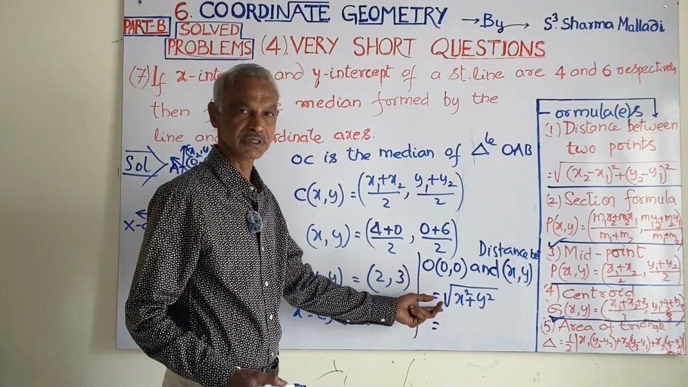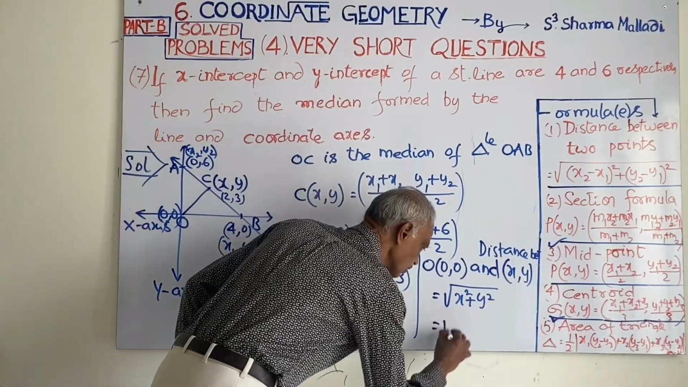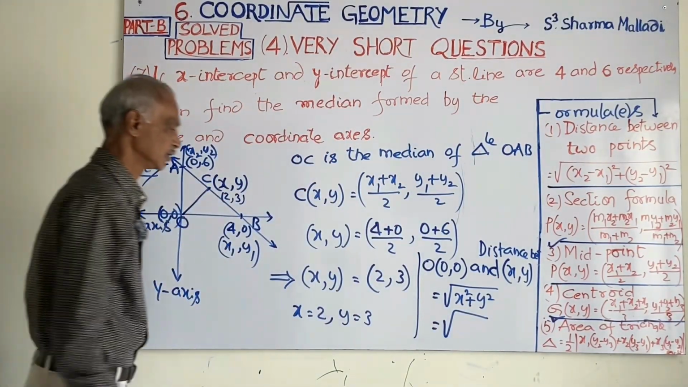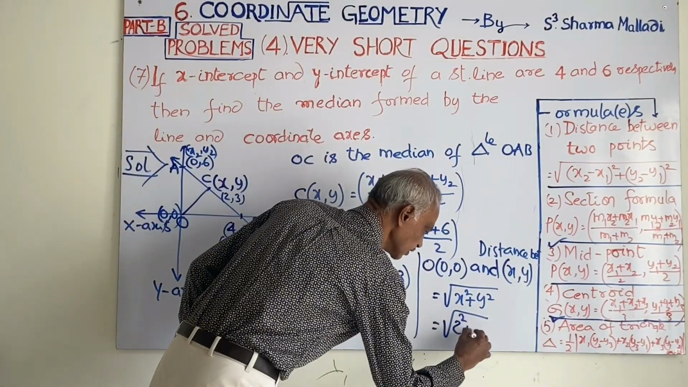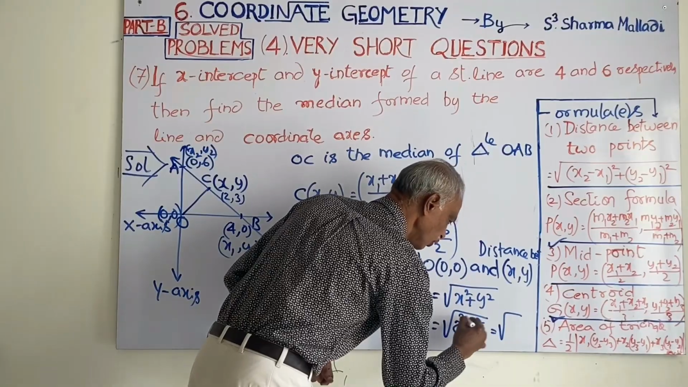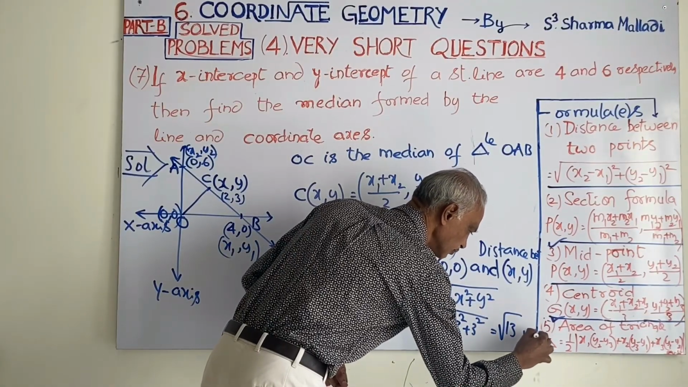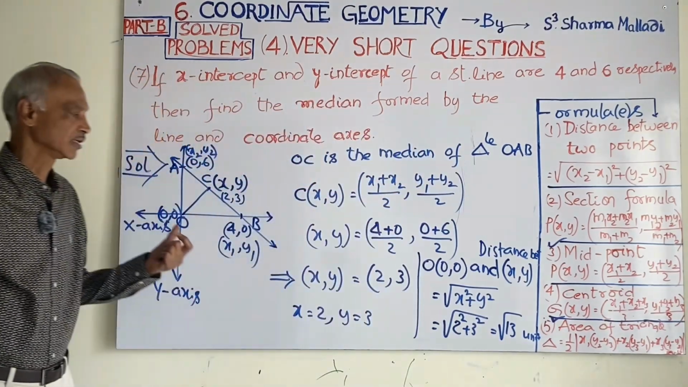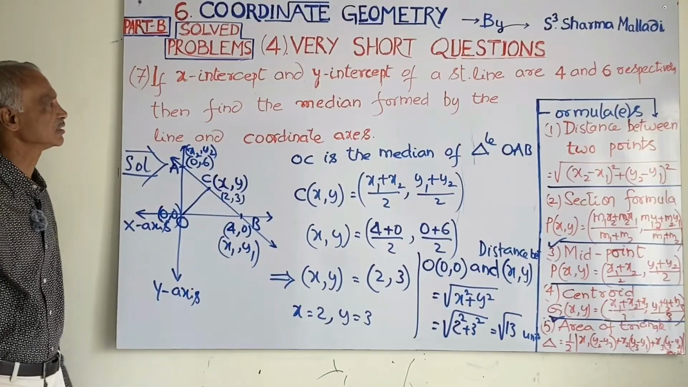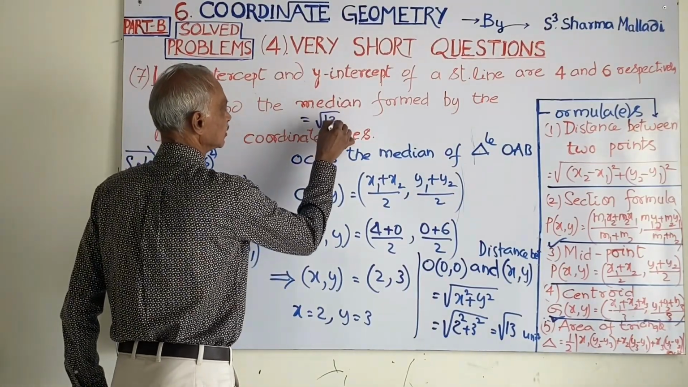You should remember this formula: root of x square plus y square. What is x here? 2. What is y? 3. So 2 square plus 3 square is equal to root of 4 plus 9. 4 plus 9 is equal to 13 units. You have to write, this is the distance. Root 13 is the length of the median. What is the length of the median? Median is equal to root 13 units.